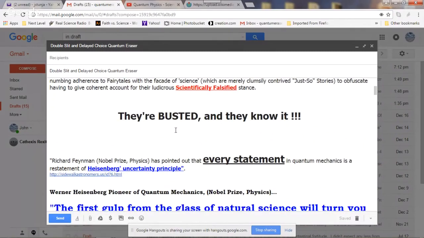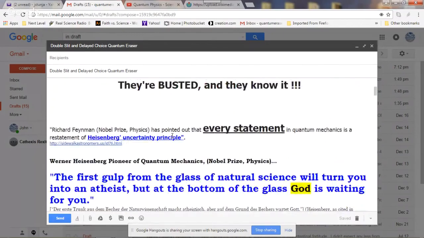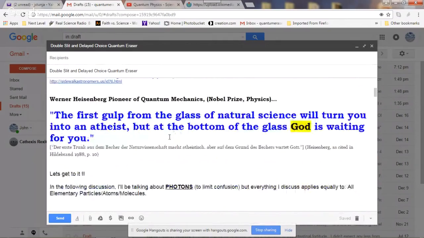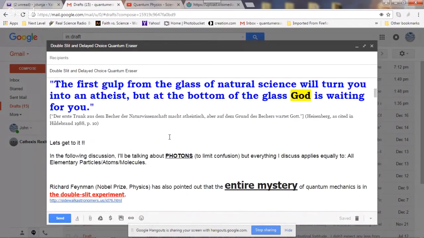So, Richard Feynman, he's pointed out that every statement in quantum mechanics is just a restatement of Heisenberg's uncertainty principle. Well, if that's true, what did Werner Heisenberg think about all this? Well, the first gulp from the glass of natural science will turn you into an atheist. But at the bottom of the glass, who's waiting for you? That's his conclusion. So, well, let's get to it.